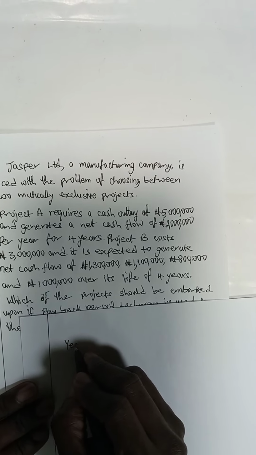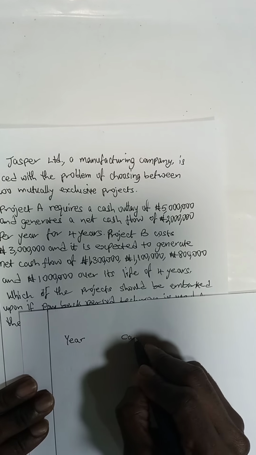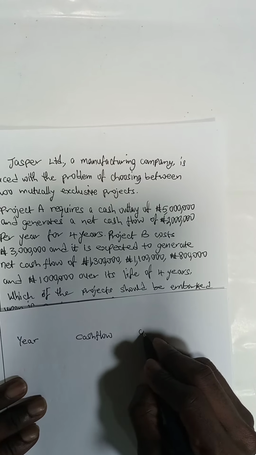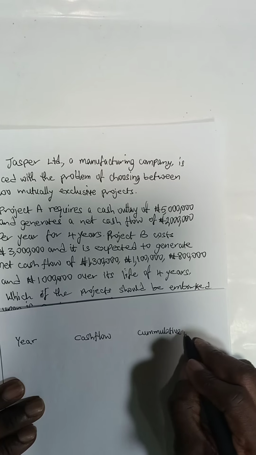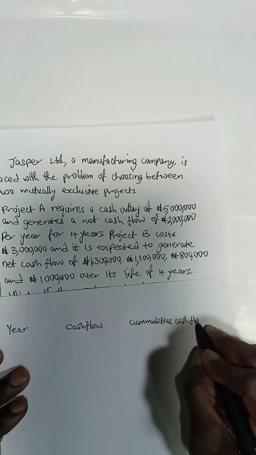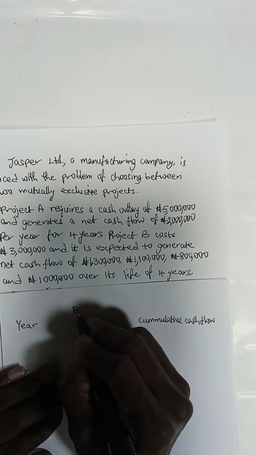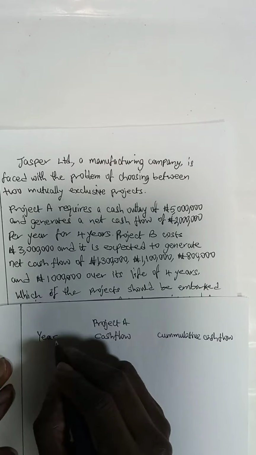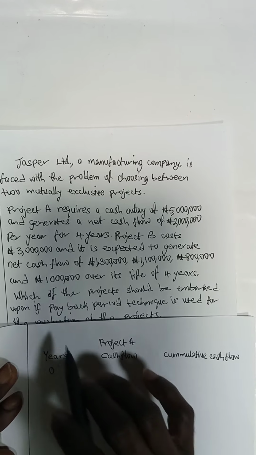Let's start by writing this out. We first say year, then we say cash flow, then we say cumulative cash flow. So let's say this is project A. First say year 0.